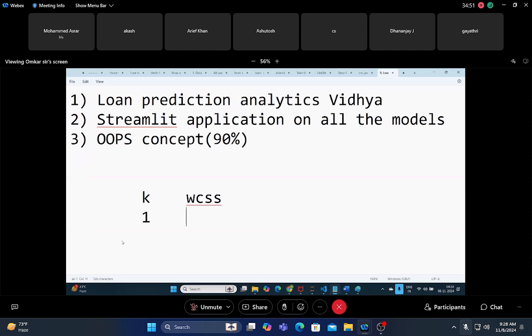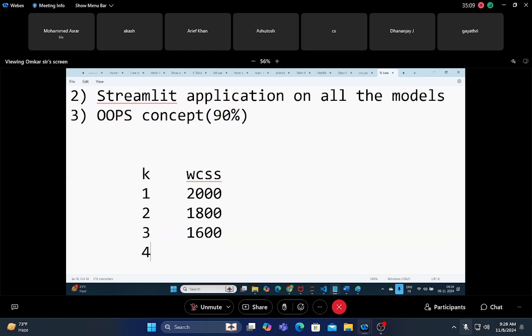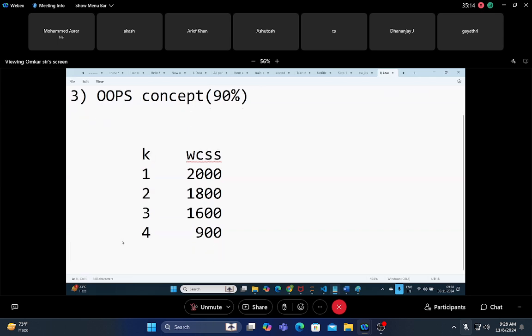For one cluster, maybe 2000 has come. For two clusters, it will definitely be a little less, maybe 1800, because you are multiplying smaller distances. For 3 clusters, you will get 1600. When you go to 4 clusters, a drastic change will come, 900. And then for 5 clusters, only a small change will come, 850. So wherever the drastic change is coming, that is your good cluster.